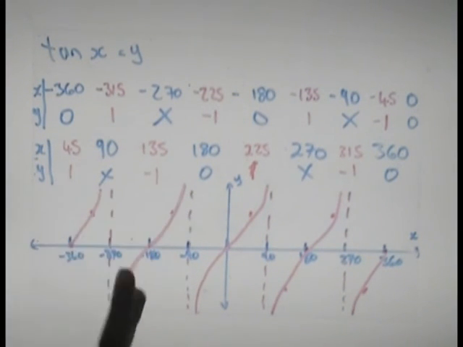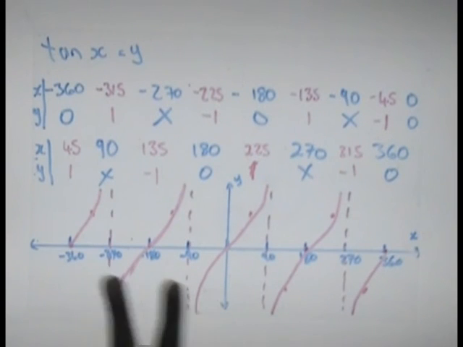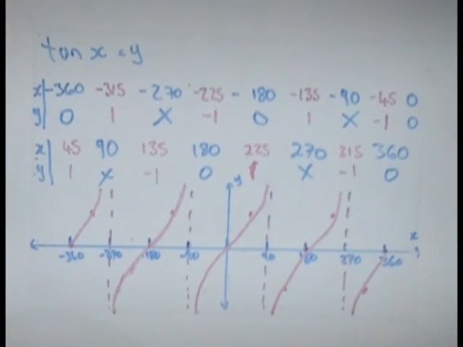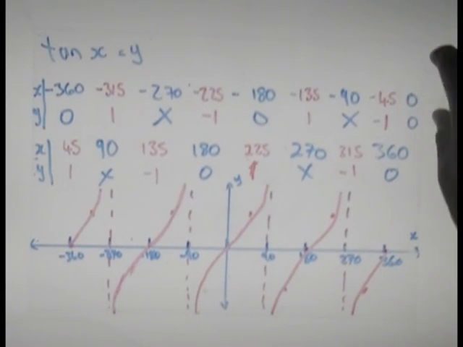Notice that our tan graph is the same graph over and over again, but it repeats itself every 180 degrees. The tan graph repeats itself every 180 degrees. The sine and the cos graph repeat themselves every 360 degrees. This is the standard tan graph, the standard cos graph and sine graph we've already done.